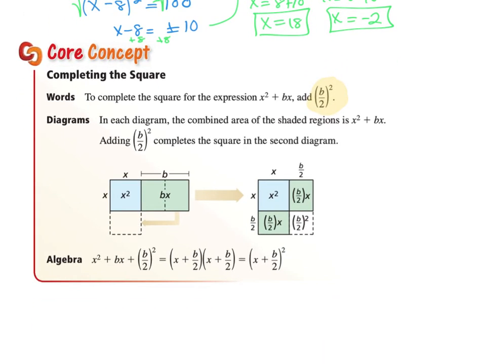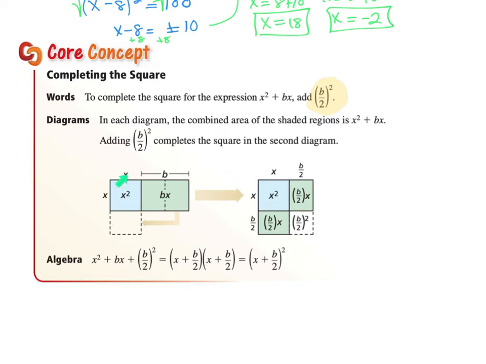The way we force this to happen is that we want our c value to be this. You take your middle term, you divide it by 2, and you square it. So in each diagram, the combined area of the shaded region is x squared plus bx. This is a picture version of this same concept. A lot of algebra teachers use the area model when they talk about factoring. We did not; we just went straight to the algebraic methods. But this is the area model.